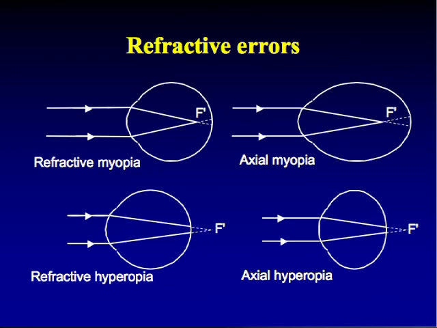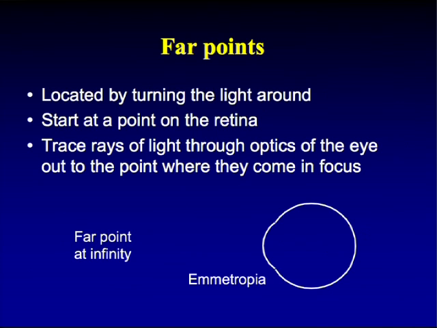Why would the focal point fall in front of the retina? Well, either the eye is too strong or it's too long. Either case leads to a focal point in front of the retina, whereas in hyperopia, the eye is either too short, axial hyperopia, or it's too weak, there's not enough power. In either case, the focal point's behind the retina. There you go. Now, there's another way to consider refractive error, and that's by far point.